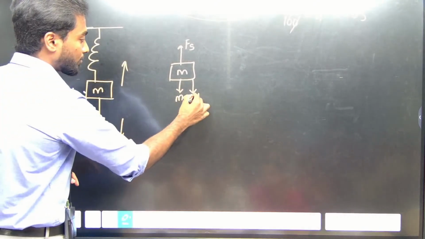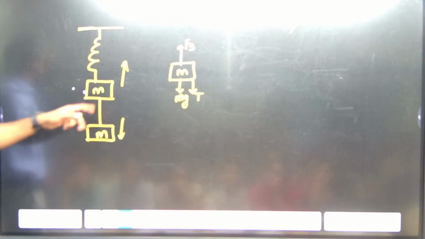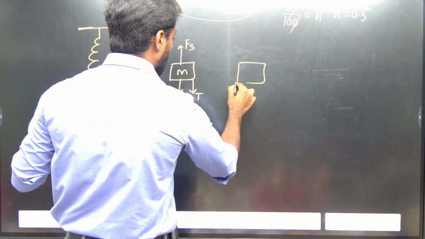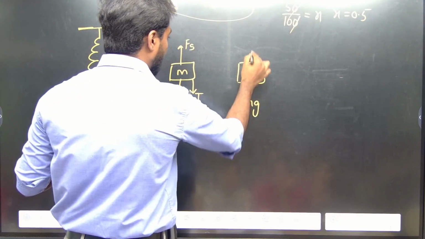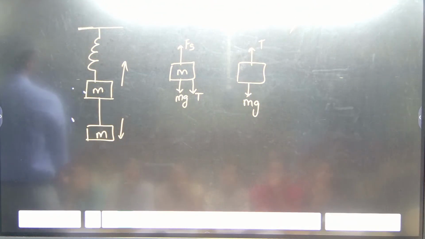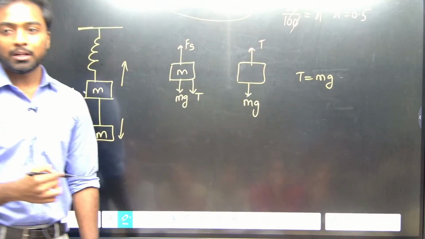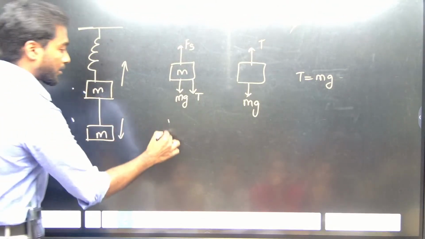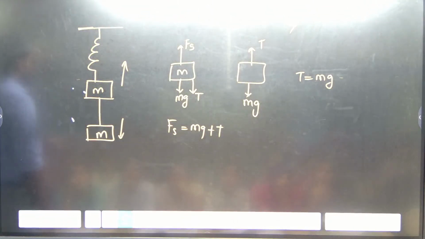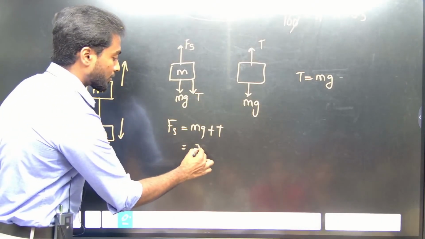Downward, no? Yes or no? Tension will always be on the opposite side of the given block, right? And the second one has the same mg and tension will be upward, correct? Now can I say T will be equal to mg? T will be equal to mg and Fs will be equal to mg plus T. Any doubt here? So it will be 2 mg.